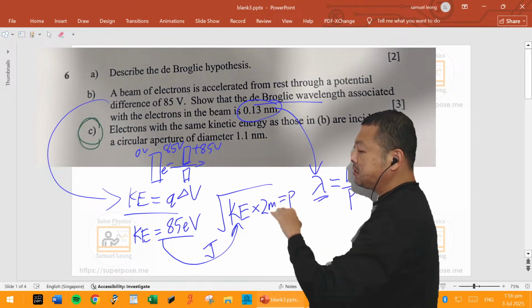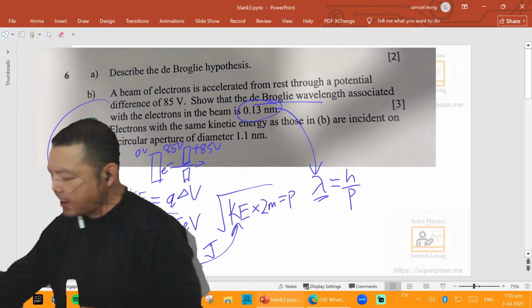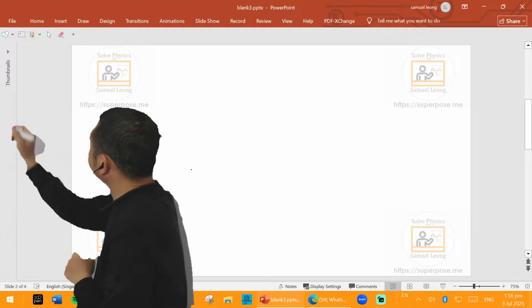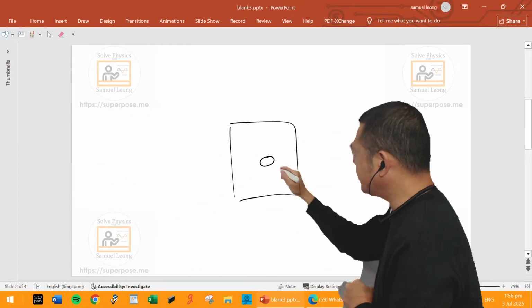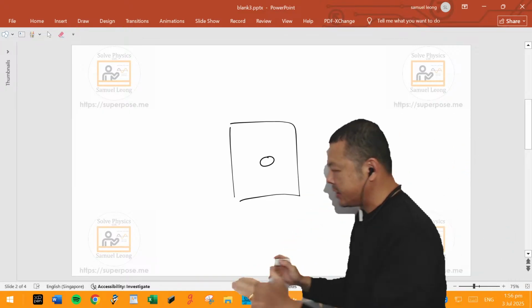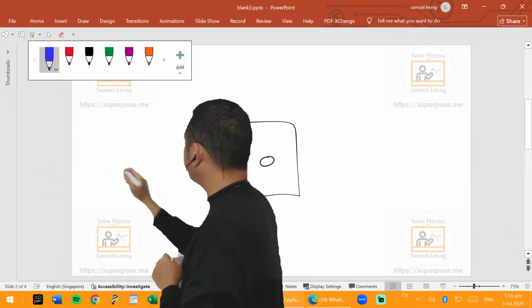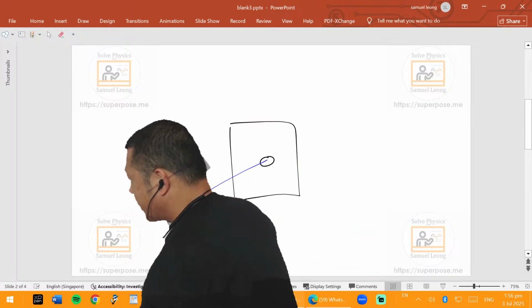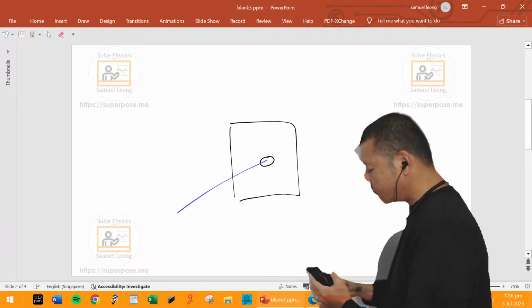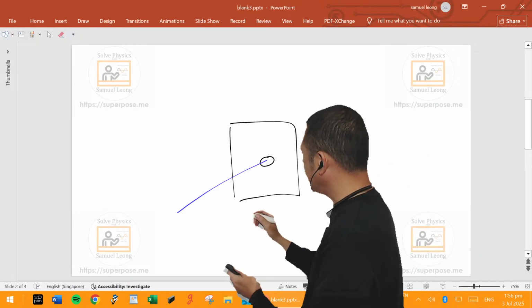So part C is not in the syllabus. But let me show you what's happening. Part C, the circular aperture, is not in the syllabus. Hang on, I did say that. So I'm not going back on my word. I did say it.